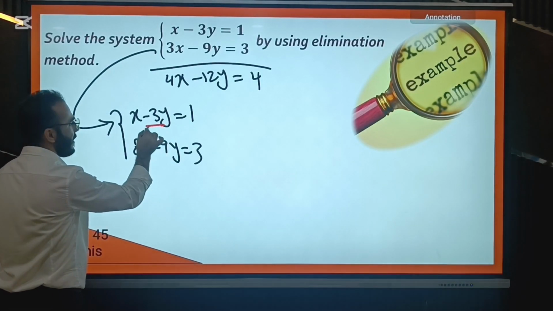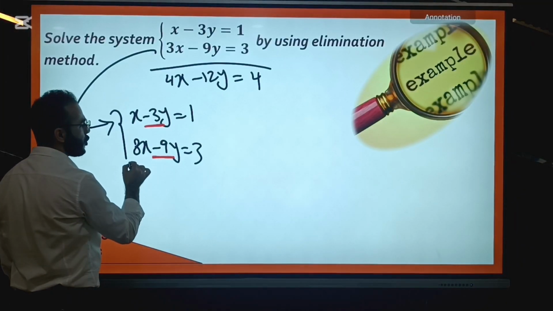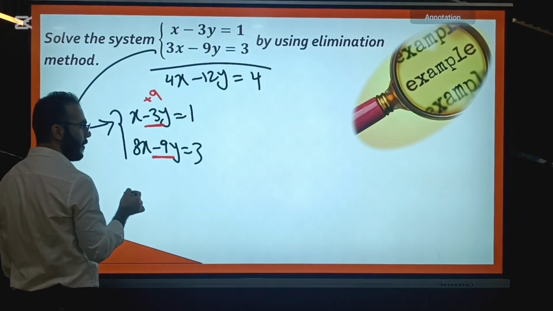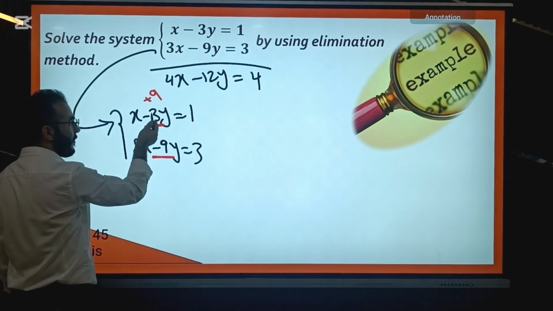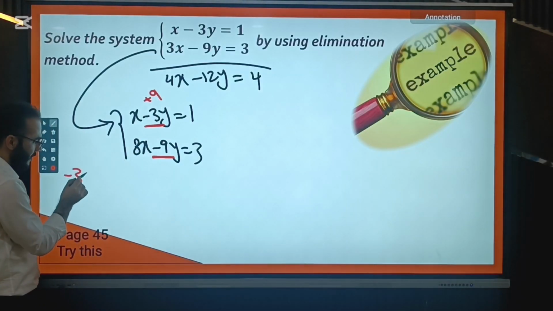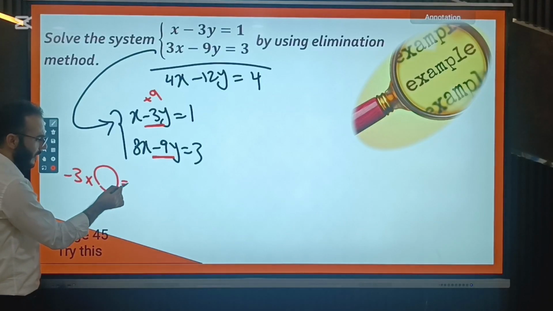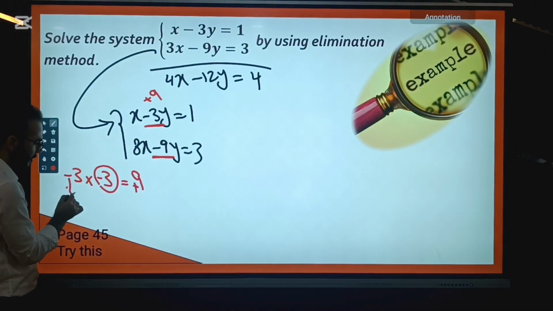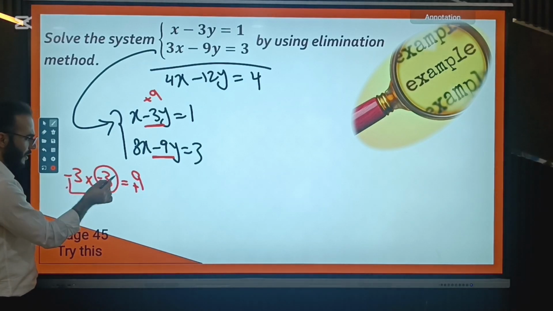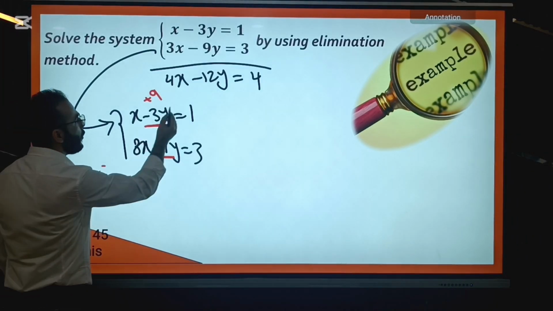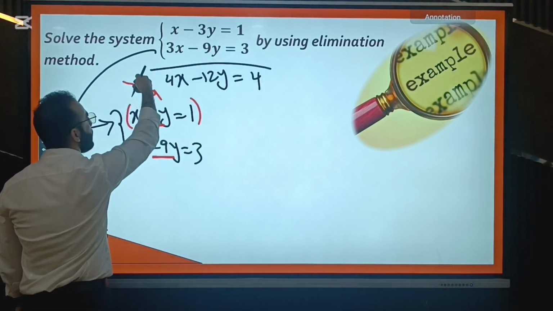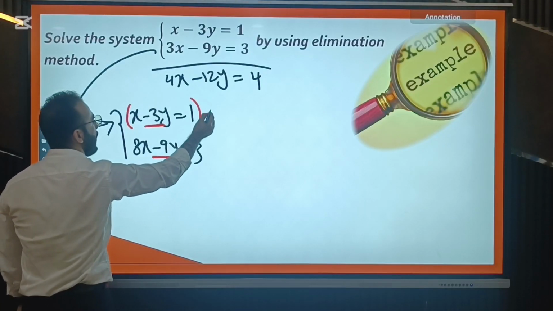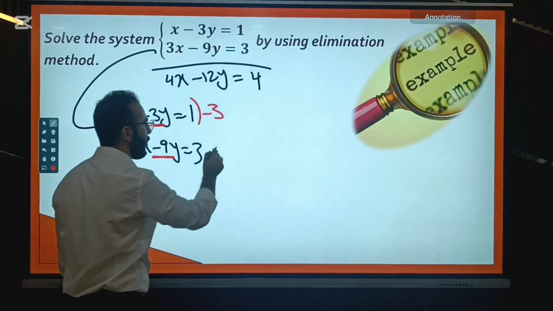So here we have negative 3 and here we have negative 9. So we need to make positive 9 here. How can we get positive 9 from negative 3? Negative 3 times what will give us positive 9? Times negative 3. Why? Because negative times negative is positive, 3 times 3 is 9. Therefore, we need to multiply that equation by negative 3.